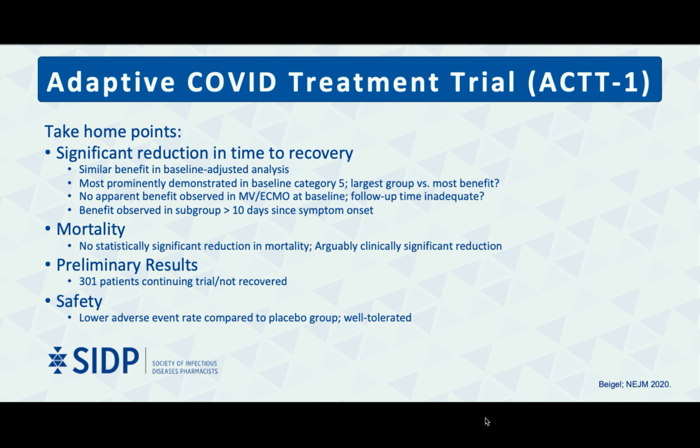As mentioned previously, there was no apparent benefit in patients who required mechanical ventilation or ECMO at baseline. This is complicated by the potentially inadequate follow-up duration for this subset of patients. Also, patients presenting with greater than 10 days from symptom onset appeared to derive benefit, which dispels the notion that a firm 10-day cutoff should be used for treatment allocation decisions. For mortality, there was no statistically significant reduction observed, but arguably a clinically significant reduction. Lastly, safety data were promising with a lower rate of adverse events observed in the remdesivir arm than the placebo arm, and overall therapy was well tolerated.